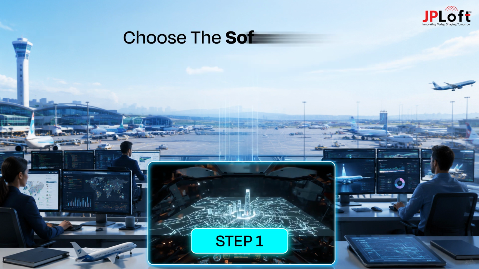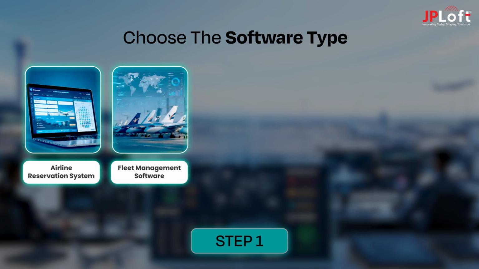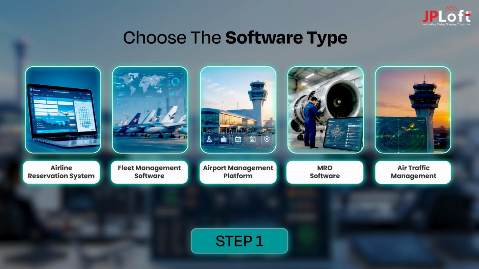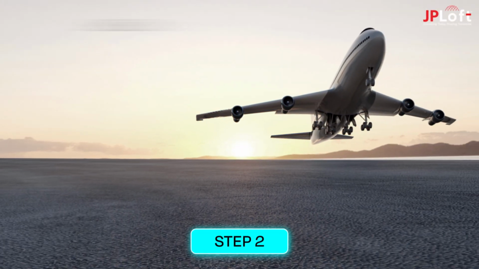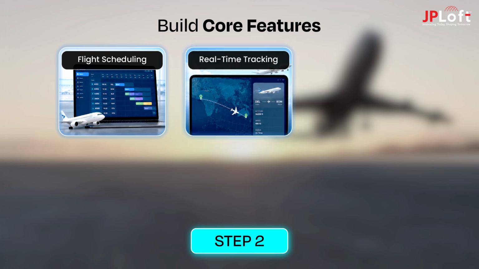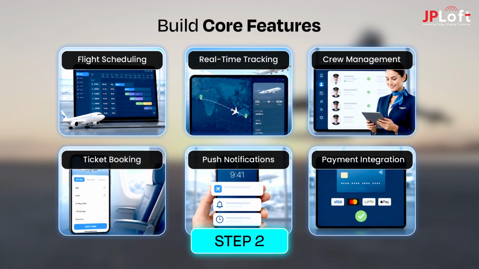Once you have an idea about the market, now is the time to build a functional product. Step 1. Choose the aviation software type. You can build airline reservation systems, fleet management software, airport management platforms, MRO software, or even air traffic management solutions. Step 2. Build the core features. Modern aviation software requires flight scheduling, real-time tracking, crew management, ticket booking, push notifications, and secure payment integration.